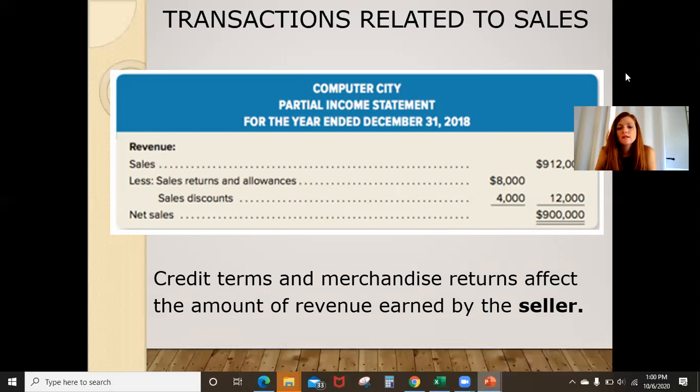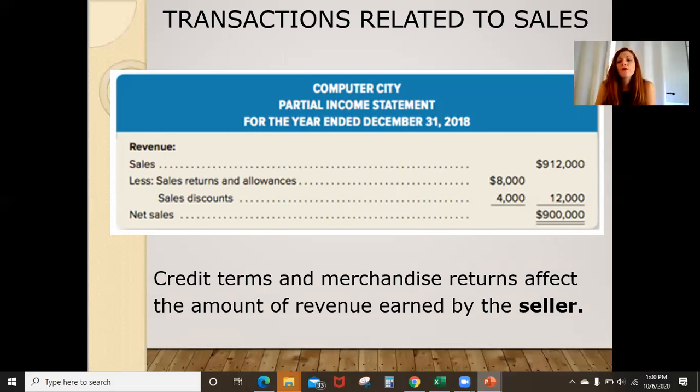Okay, so in this scenario, we are looking at our income statement for the transactions that we have made. So we have sales of $912,000. We had sales returns of $8,000. So of the $912,000 that we sold to customers, $8,000 of that was returned to us. So they were unsatisfied with those goods.